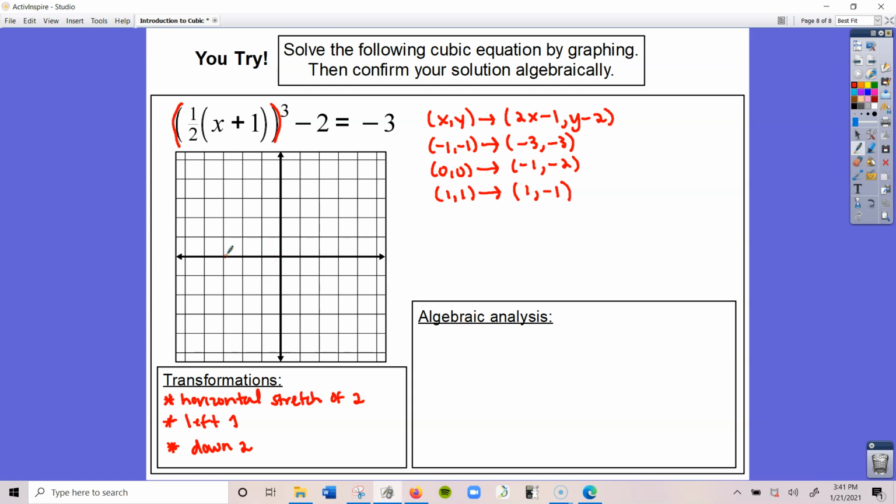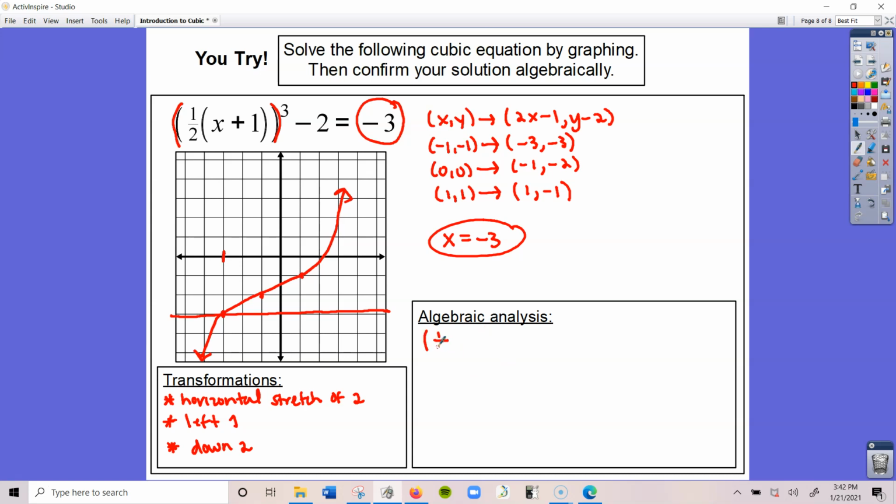We have (−3, −3), (−1, −2), and (1, −1). So my graph would look something like this. This is supposed to equal −3. So I'm going to draw that horizontal line here at y equals −3. And my solution is x equals −3. Now let's confirm that using the algebra.